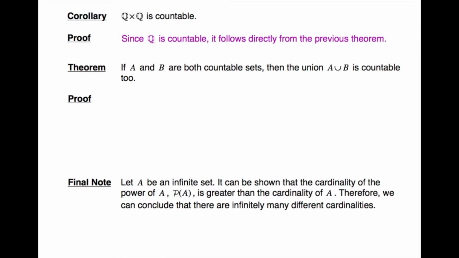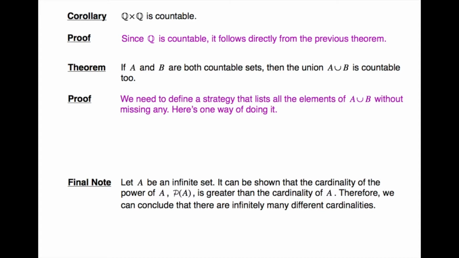Let's see another theorem that is interesting when we have two infinitely countable sets A and B. If A and B are both infinitely countable sets, then their union is infinitely countable as well. So what we need to do here is figure out a strategy that will list all the elements of A union B without missing any. And there's more than one way to do that, but here's the simplest one.